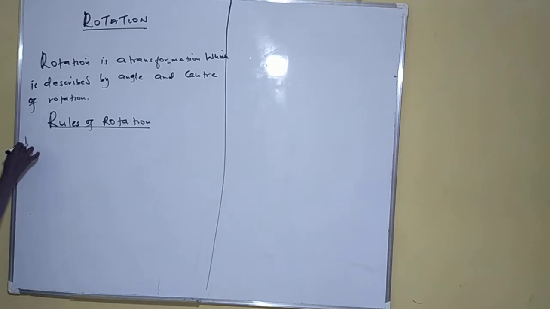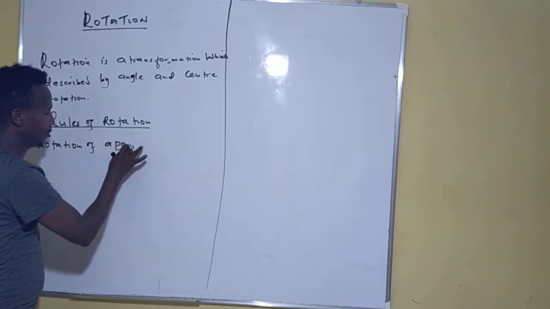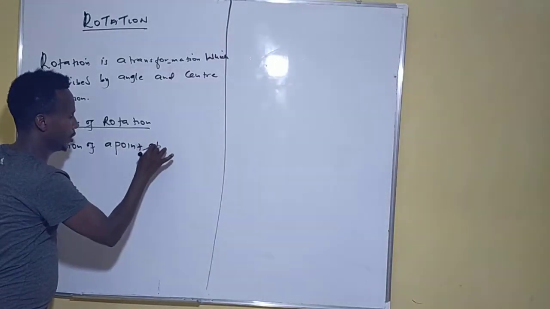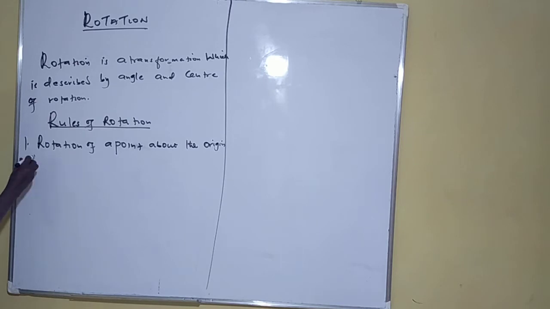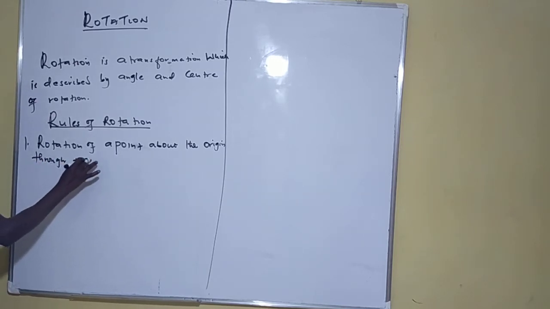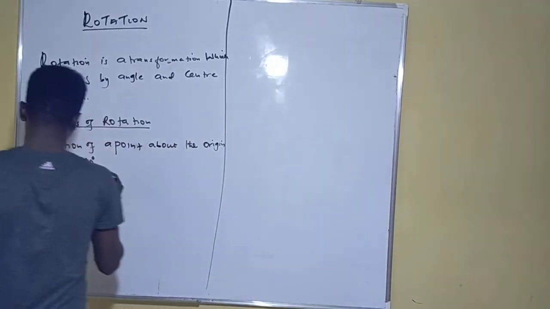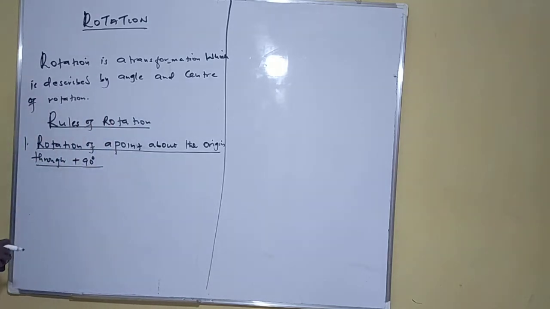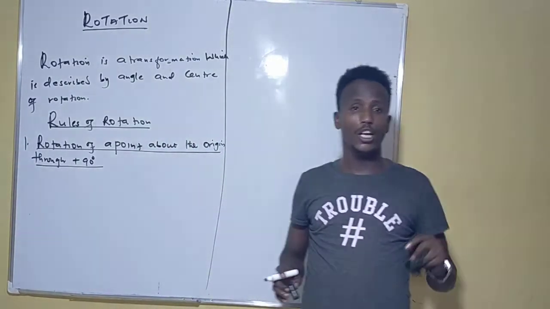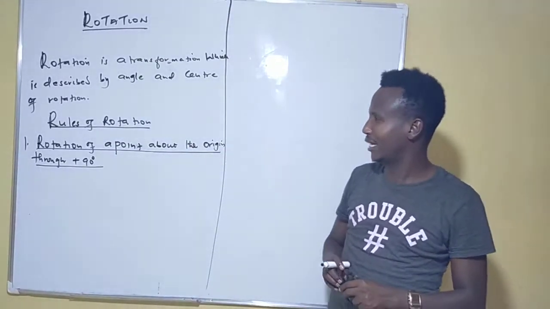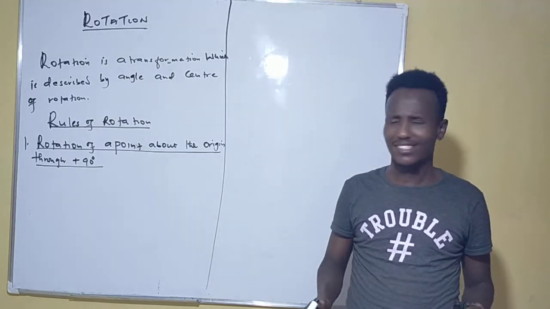This rule number one is rotation of a point about the origin through positive 90 degree, or positive a quarter turn. So this is rule number one. Remember, you must know all rules of all kinds of transformation so that during chapter one of Form 4, you will not have stress. Understand that. Guys, this is very easy. I will write for you the rules of rotation, then you can do it within 2 minutes. It's very easy, by the way.